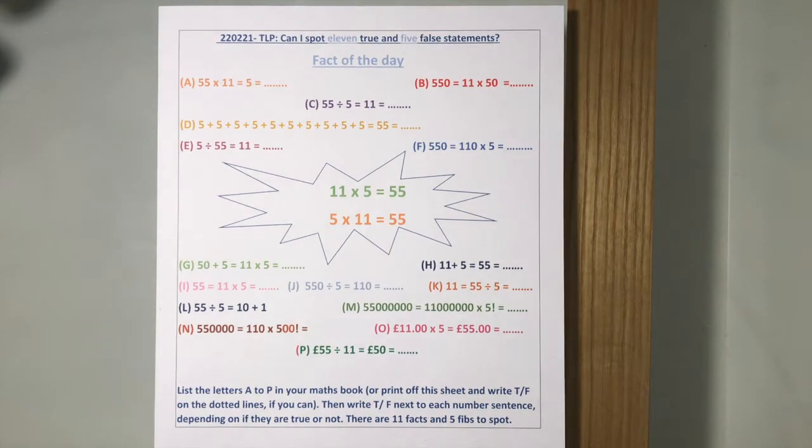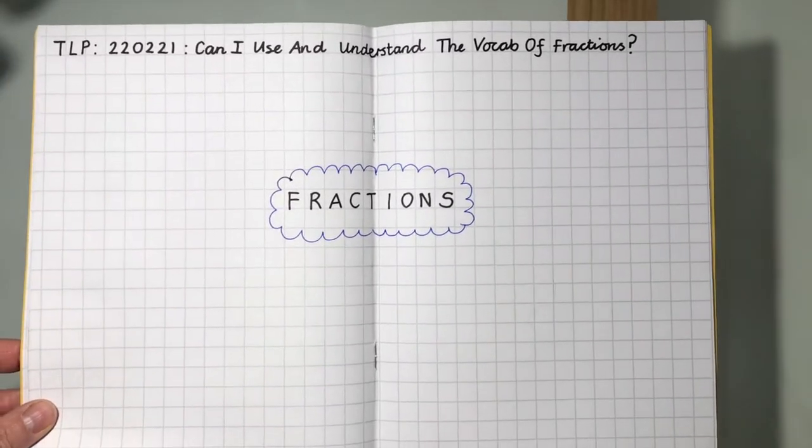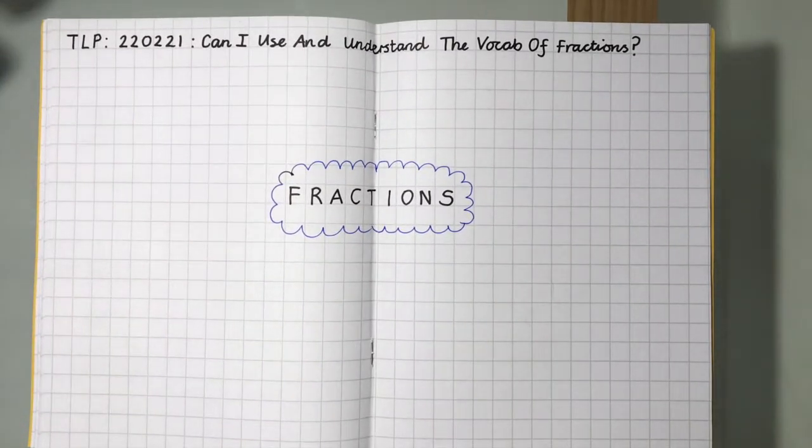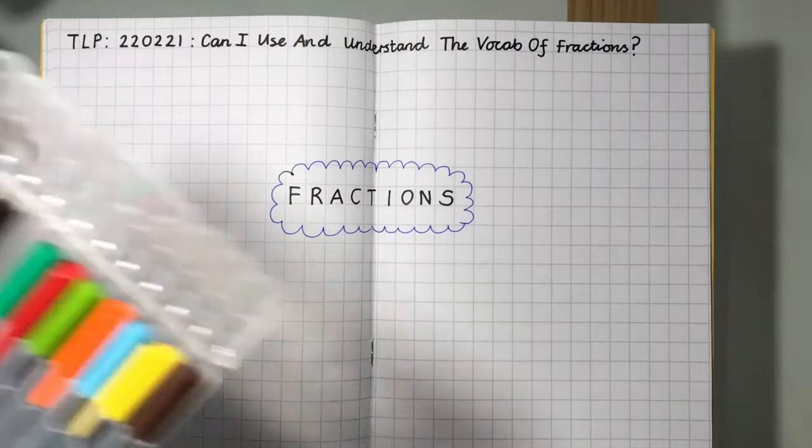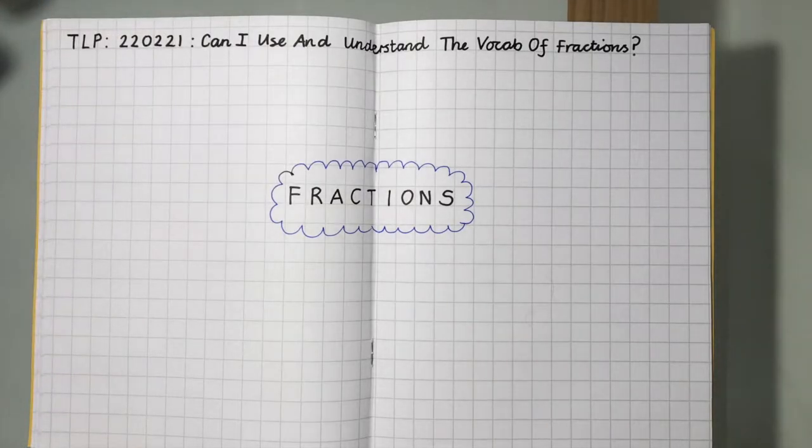And we're now going to go straight into the second part of the lesson, which is our first lesson on a very new subject in maths for us, which is the subject of fractions. As we often do at the start of a new set of learning, we start with a mind map. So you're going to need to get a set of colourful pens or pencils, whatever you'd like to use, and your maths book, and then put the TLP at the top of the page.